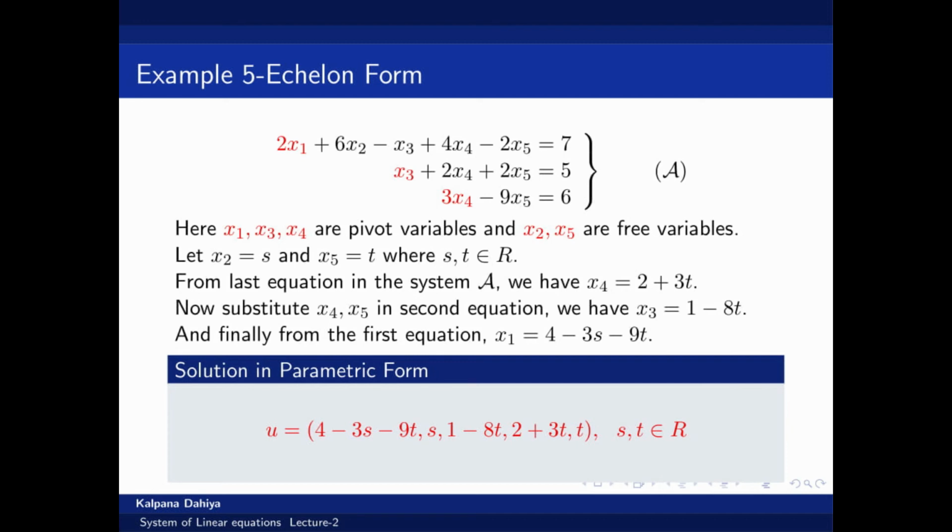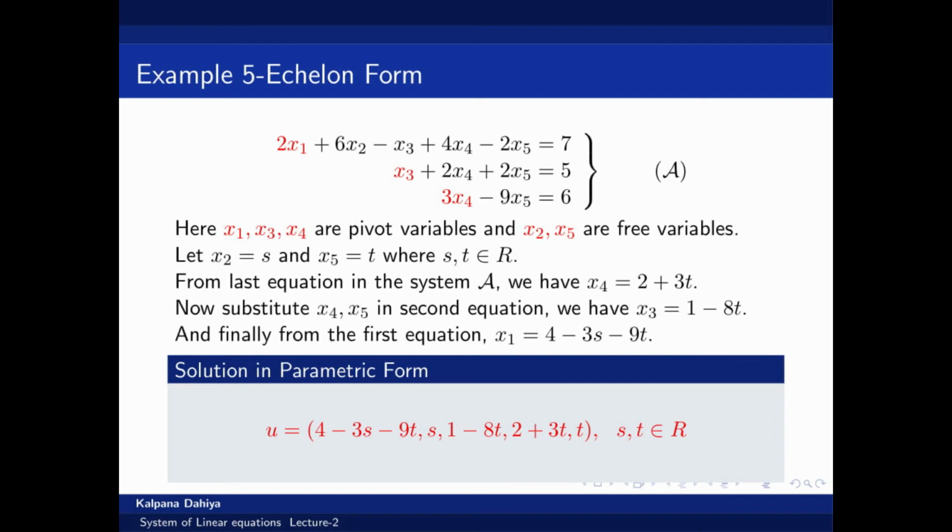Consider this example represented by a system of three equations in 5 variables x1, x2, x3, x4 and x5. From the system we can see that it is in echelon form with x1, x3 and x4 as the leading unknowns or the pivot variables, and the remaining variables, that is x2 and x5, are free variables. So to find the solution of this system, we can assign free variables any real value. So let x2 be s and x5 be t, where s and t are real numbers.